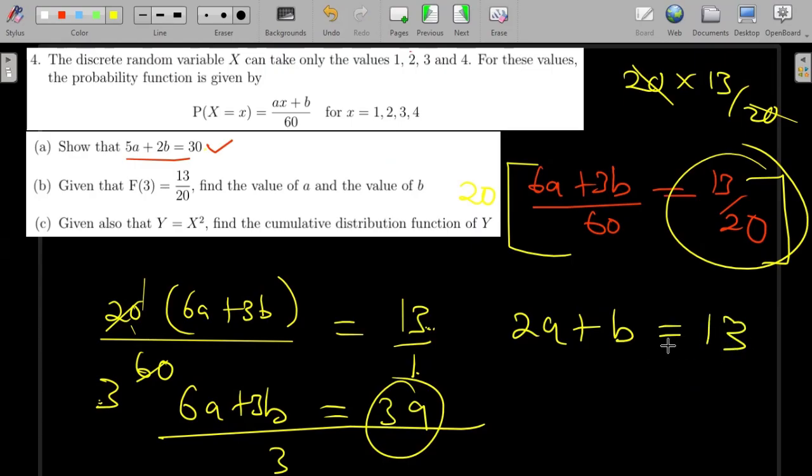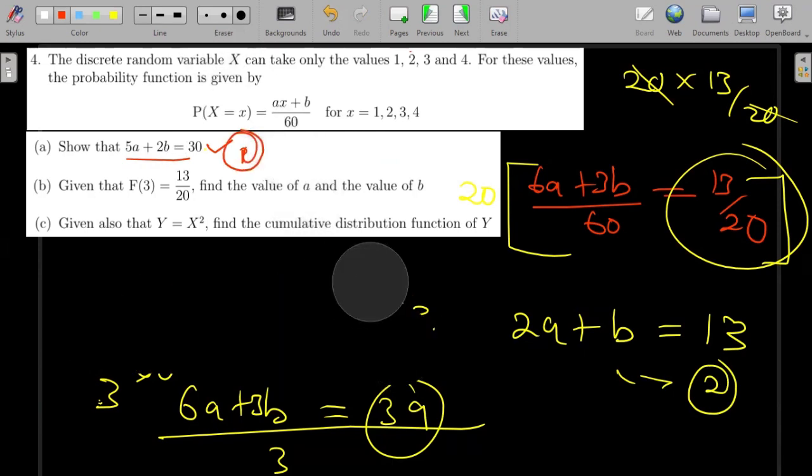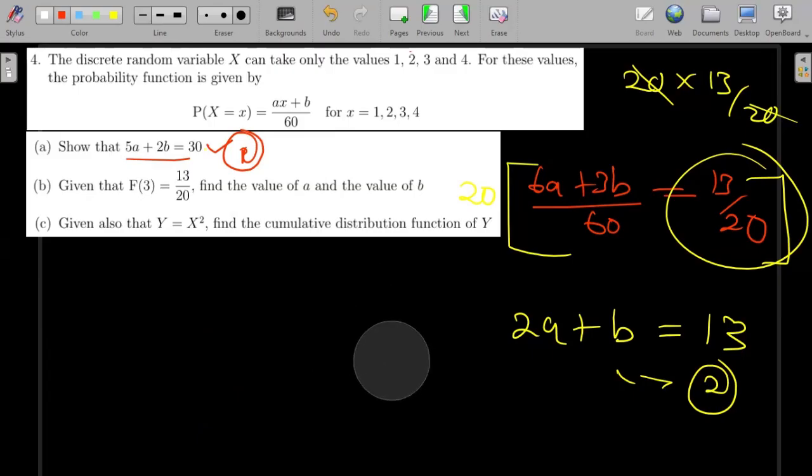Okay, so that will be the second equation that we're going to get. So we're going to call this our equation 2, and what we had here will be our equation 1. So for us to find the value of a and b, we just need to solve those two equations simultaneously.